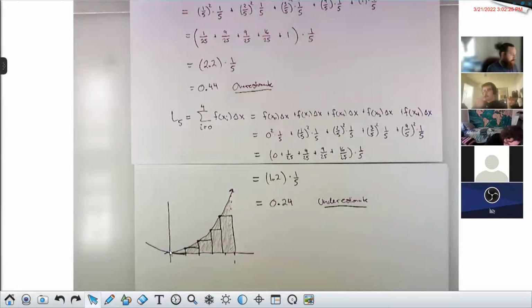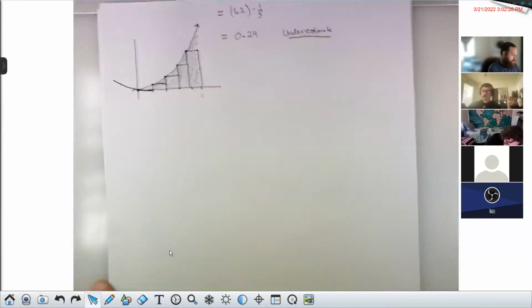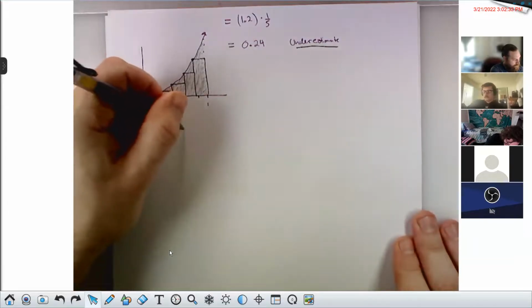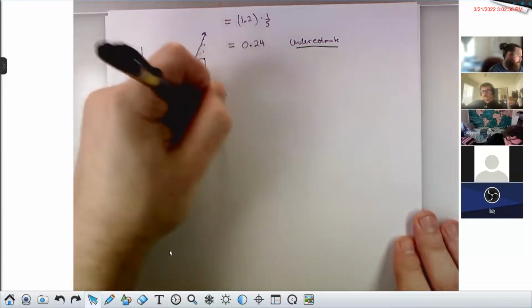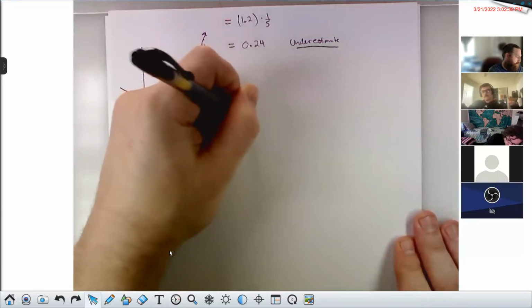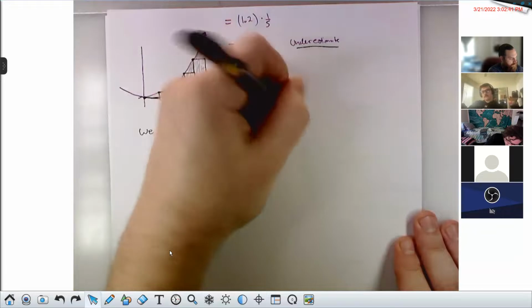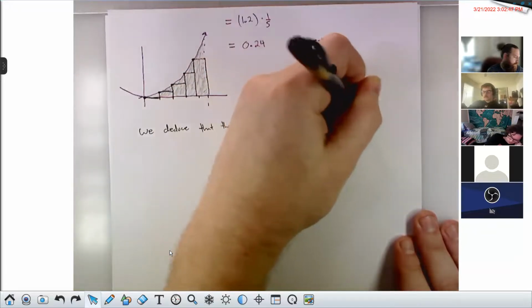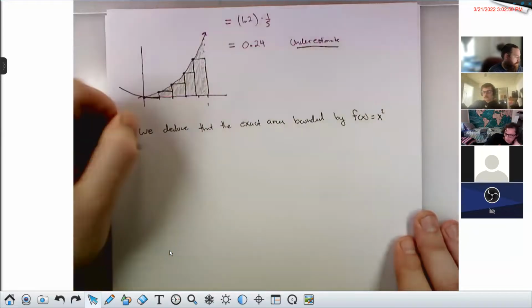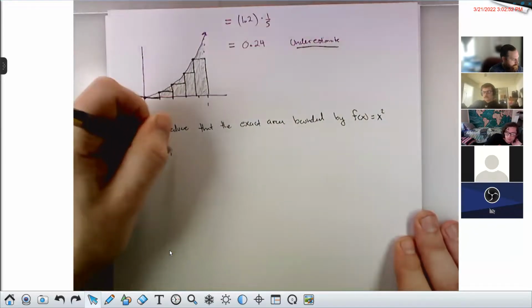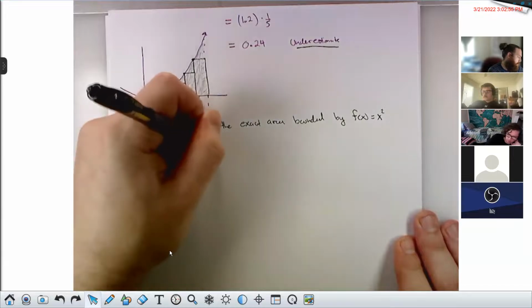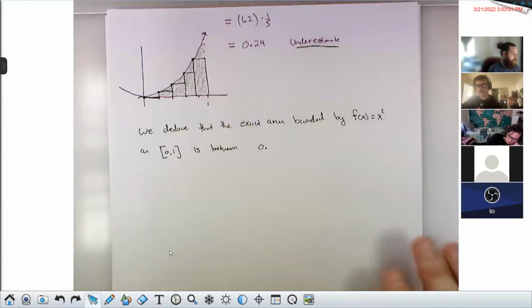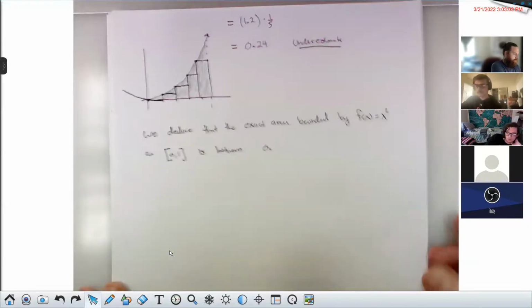So let's give some conclusions. So we deduce that the exact area bounded by f of x equals x squared on the interval 0 to 1 is between 0.24 and 0.44.